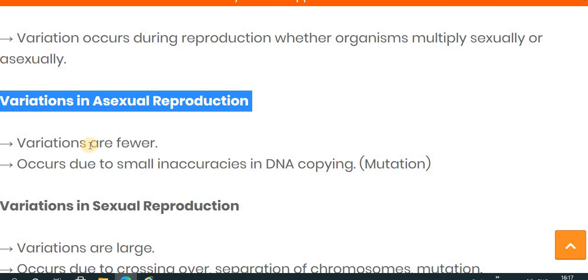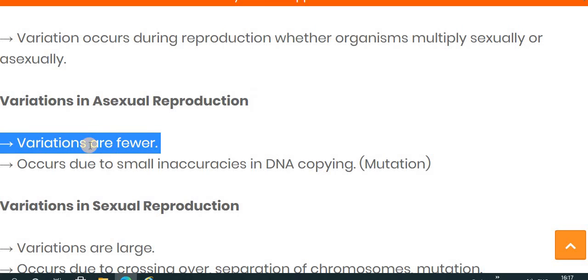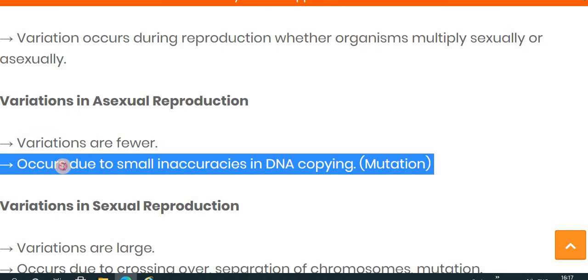If you are talking about asexual reproduction, then the variations are fewer. Fewer means very little. Only sometimes can you see the variation. It is not natural or regular. You can observe the variation because only a single organism is taking part in asexual reproduction. So the chances of variation are very low, and this variation generally occurs due to the mutation process.